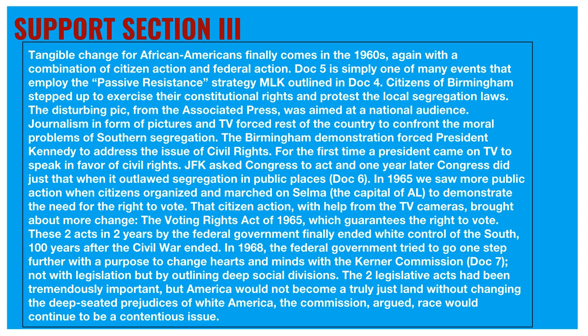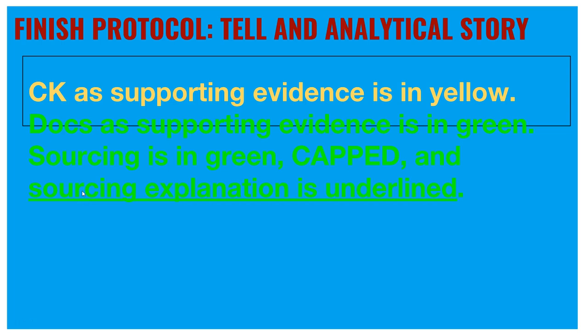Okay, you're done pausing now. So I want to show you what I did. I took the CK that I used for supporting evidence, and I color-coded it. That's going to be in yellow. I took the documents that I used as supporting evidence, and that's in green. And the sourcing of the documents is also in green, but I also capped it to show which element I'm using, and I underline that sourcing explanation.